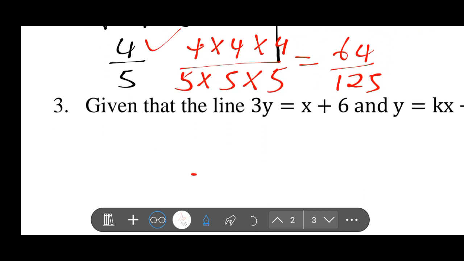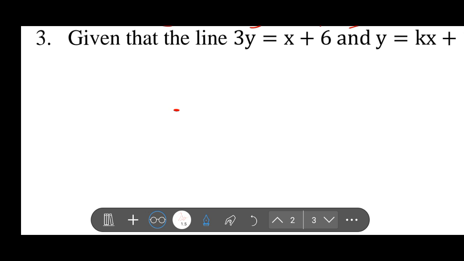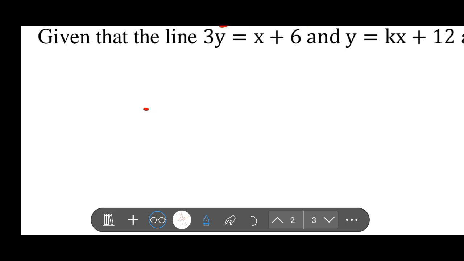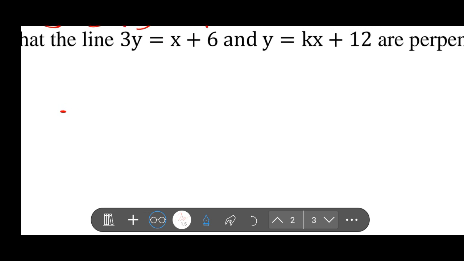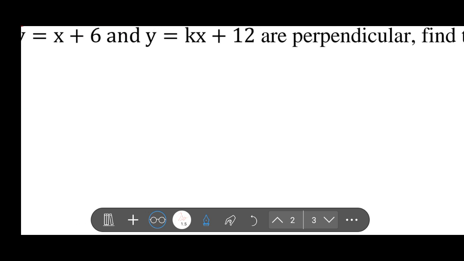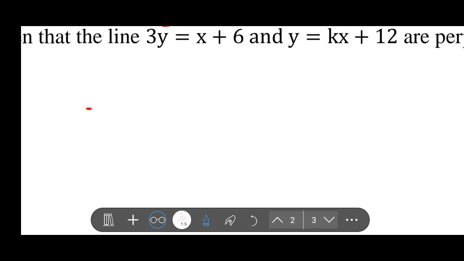Let's go to the next question. The question says, given that the lines 3y is equal to x plus 6 and y is equal to kx plus 12 are perpendicular, find the value of k.